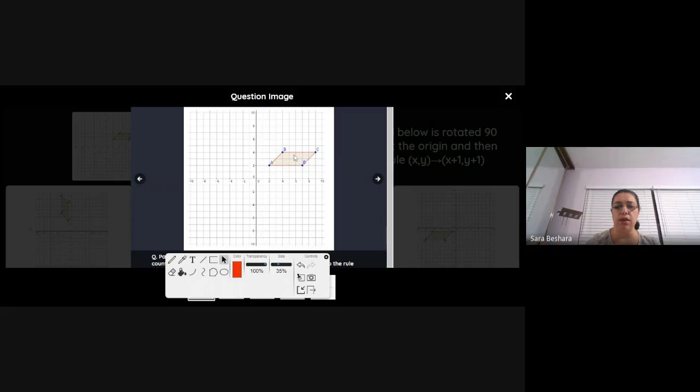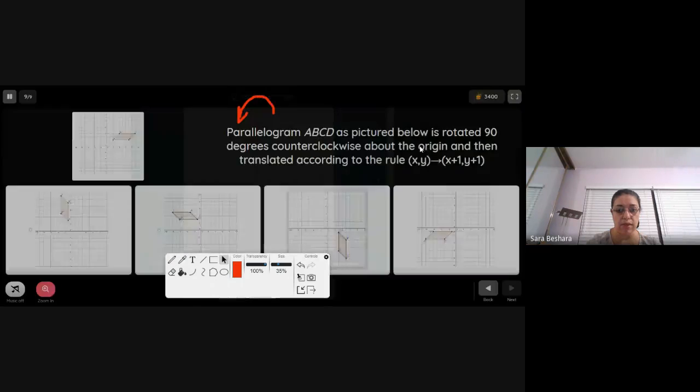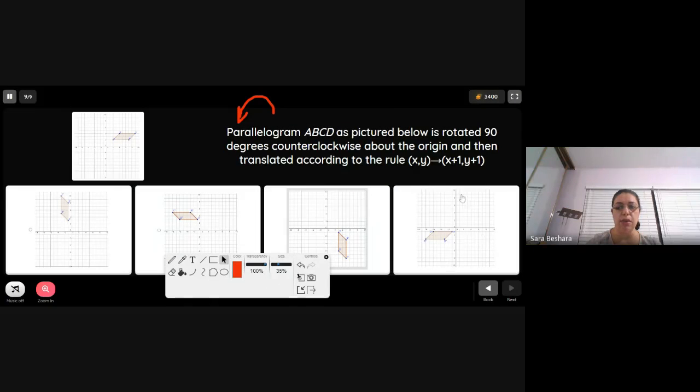Because the rotation is 90 degrees counterclockwise, you're actually here, and then you translate one unit. So eventually you'll end up in that quadrant right there. Just by looking at the examples, I can already eliminate the last two options, because I know for sure my answer must be either the first or second option. So I can cross these two out.